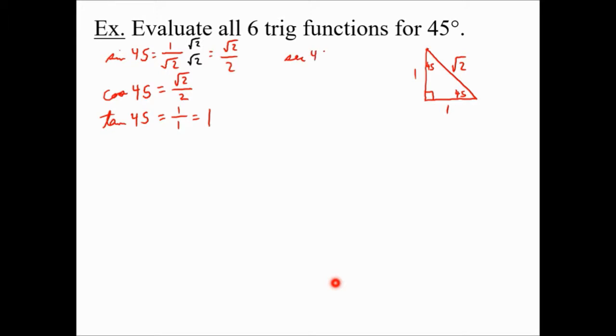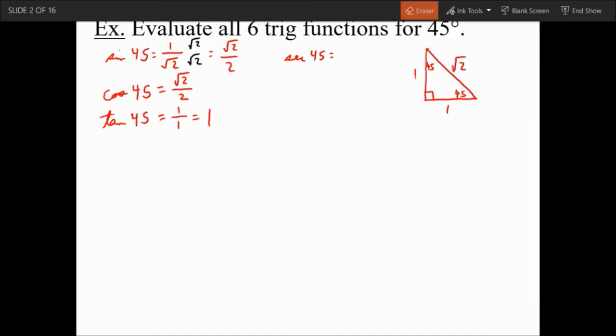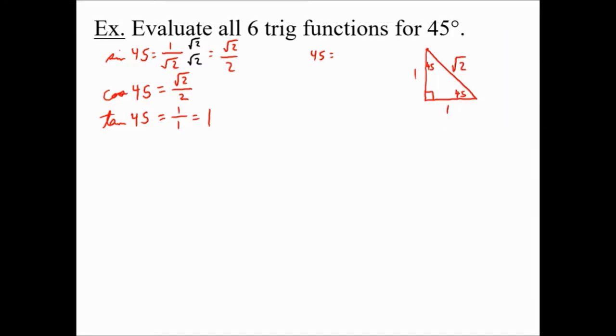Now the reciprocal ratios. Not that the order matters, but let's be consistent here. Cosecant of 45 would be 1 over the sine, so radical 2 over 1, which is radical 2. Secant of 45, again, just take that cosine and flip it, so it'd also be radical 2. And then cotangent of 45 is also going to be, well, flip the 1 and you get 1. Okay, so we have all 6 trig ratios for 45 degrees also.